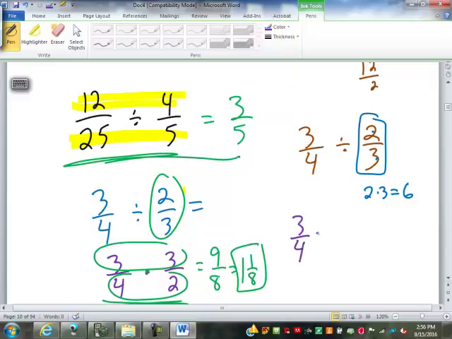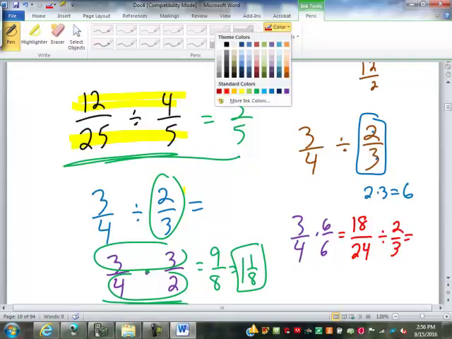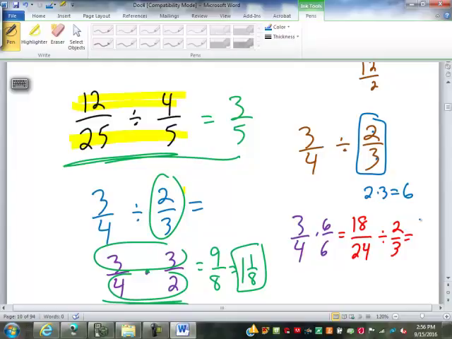So we're going to multiply by 6 on top and bottom. 3 times 6 is 18. 4 times 6 is 24. Now remember, 18/24 and 3/4 are the same value. We just made it look different. And now we're going to divide that by the 2/3. So now if we divide straight across, 18 divided by 2 is 9. 24 divided by 3 is 8. 9/8 or 1 1/8. Just what we got before.